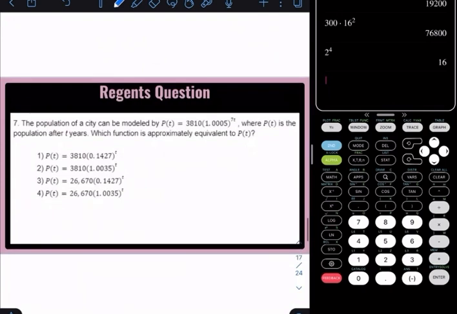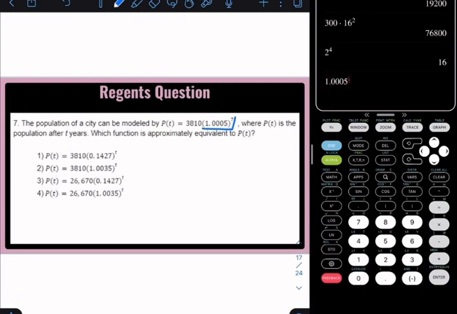Now let's look at number 7. Number 7 says the population of a city can be modeled by this, where P of t is the population after t years. Which function is approximately equivalent to P of t? All right. Let's see. What is this raised to the 7th power?